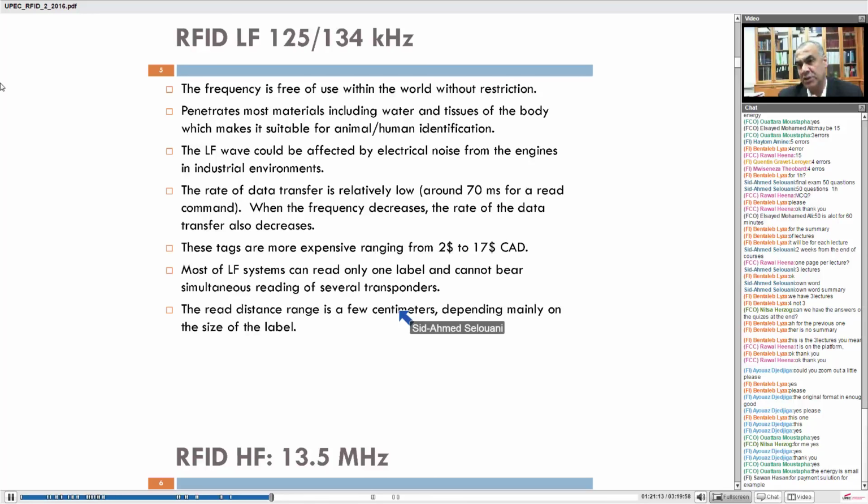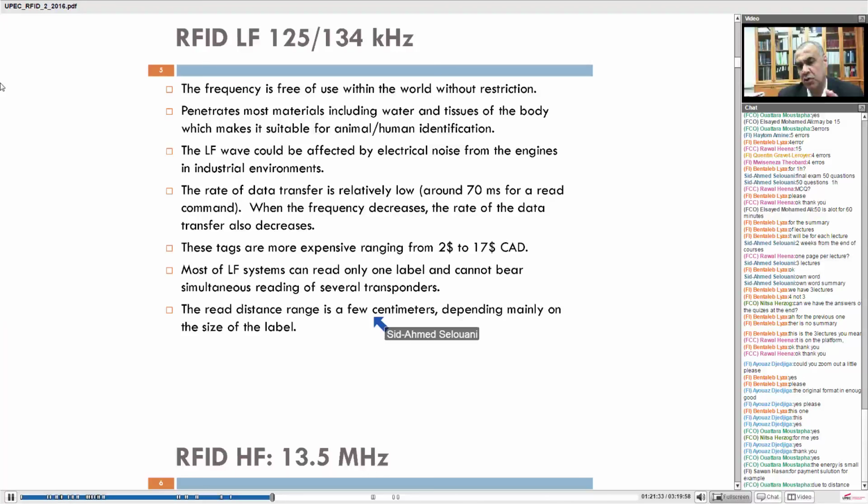Same for animals. Yes, exactly, Hassan. Yes, for payment solutions. But for payment solutions and passports and so on, it's better to have them in high frequency. It's not very low like this. Here you have a few centimeters, but for high frequency you have maybe 1 meter or 3 meters. Maybe it's more useful.